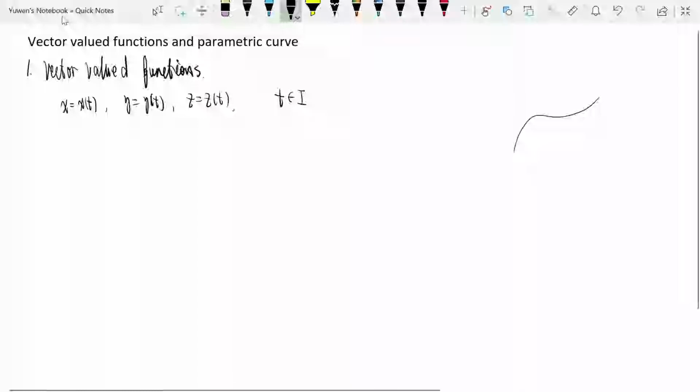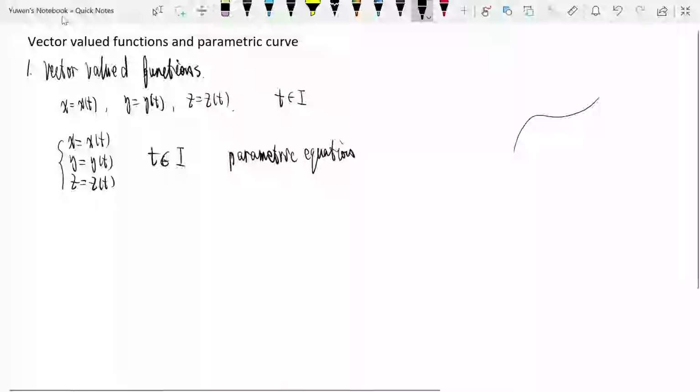And this curve has a parametric equation, that is x equals x(t), y equals y(t), and z equals z(t), where t belongs to I. This is a parametric equation of the curve C.